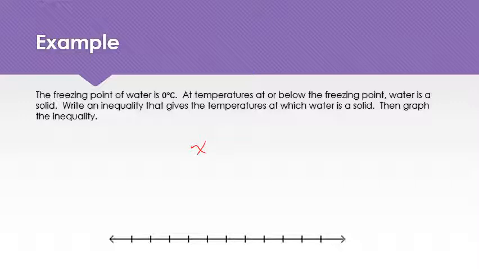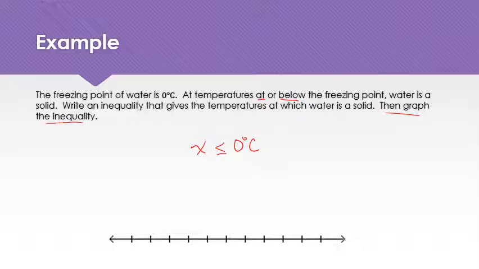Well, the temperature has to be less than 0 degrees. Well, so that's less than. It does say at or below, so that means it can actually freeze at 0 degrees Celsius. So in this case, all numbers that are at 0 degrees or less than 0 degrees would actually work. It also says then graph the inequality, guys. I've got to make sure I pay attention to my directions because it tells me to graph also.